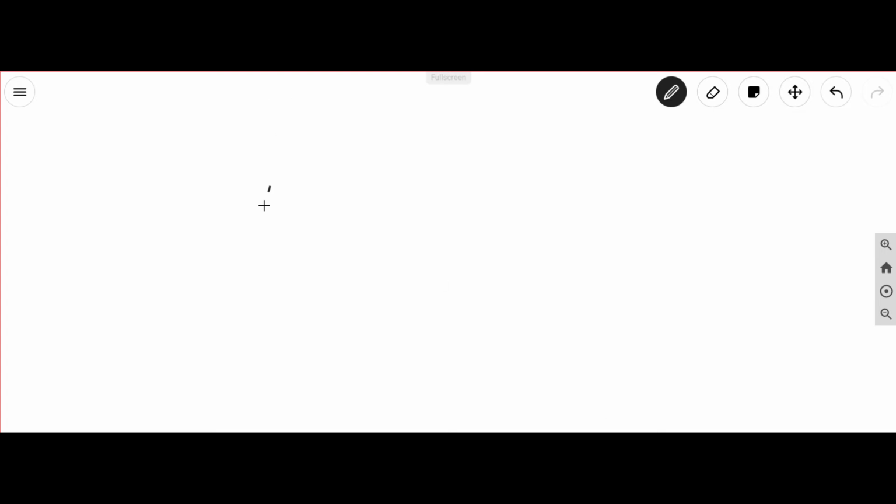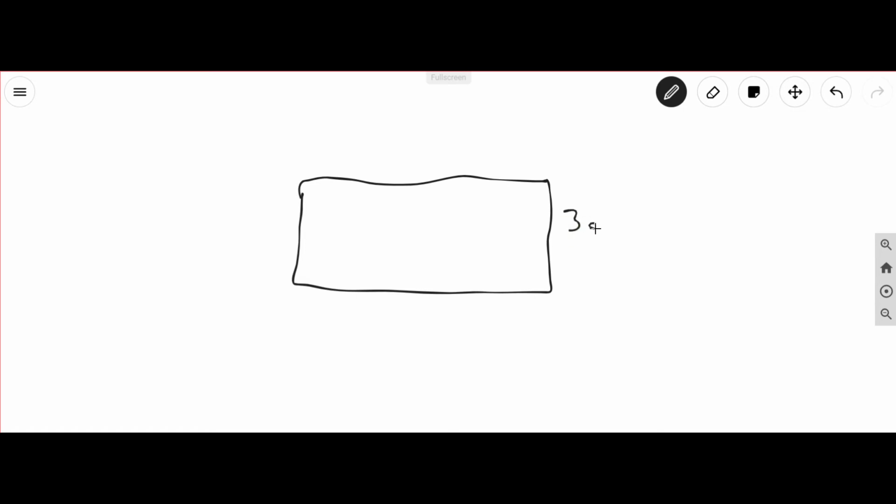Now I'm going to draw a rectangle up here if I can. Got our rectangle. Nice and wiggly, just like rectangles are not. And I'm going to make this 3 square units by 5 square units.